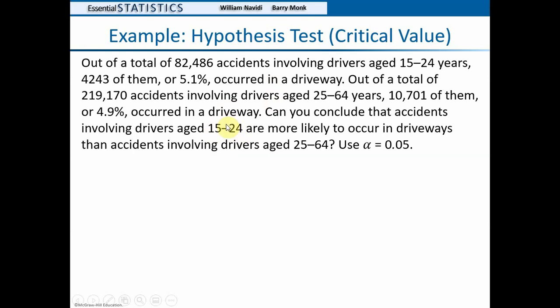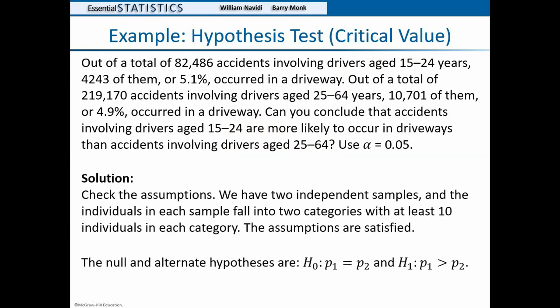So you're asking if this proportion is greater than this proportion. This is going to be our P1. This is going to be our P2. So can we conclude that P1 is greater than P2? Let's go through and set everything up. Two independent samples. Individuals in each sample fall into two categories. Those are those two age groups that we're working with.